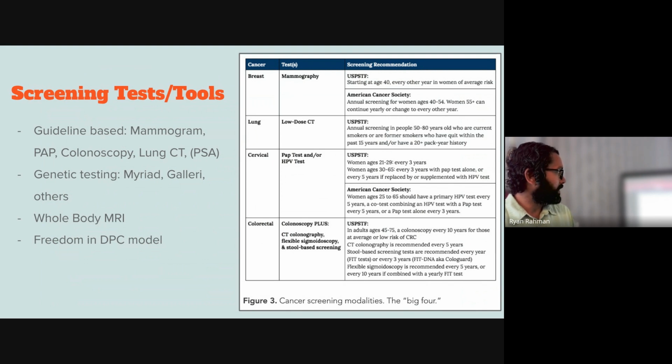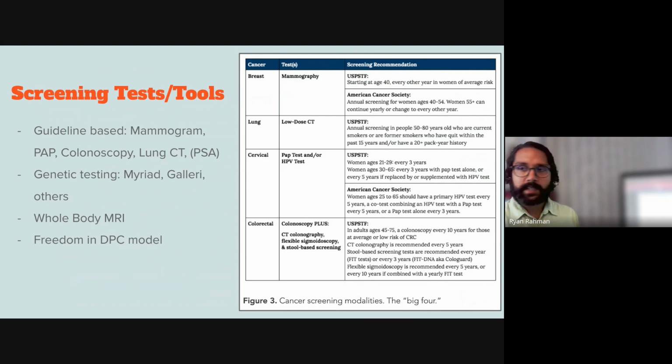So again, guideline based, you can see here on this chart: breast, lung, cervical, and colon. I don't think anybody really debates these. There are pretty strong guidelines from one of our big bodies called the USPSTF, a big preventative task force that reviews all the preventative studies and data and gives a recommendation for US providers of what we should be doing for folks from a preventative standpoint.